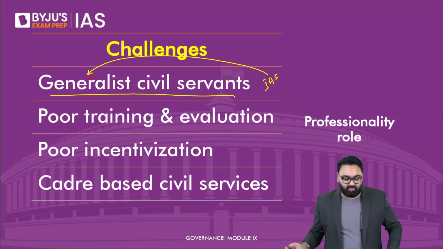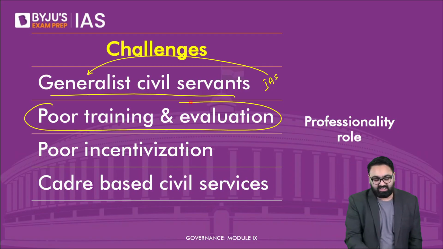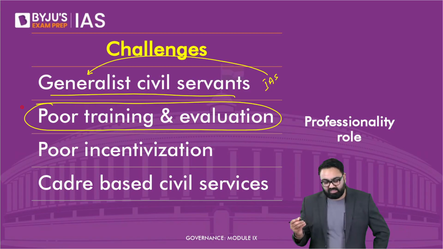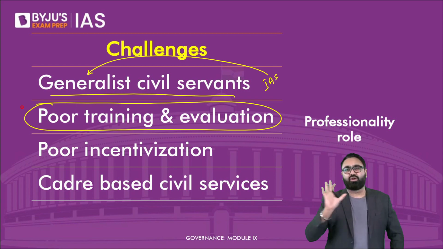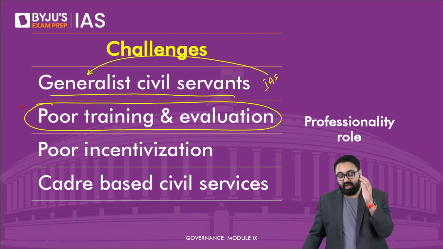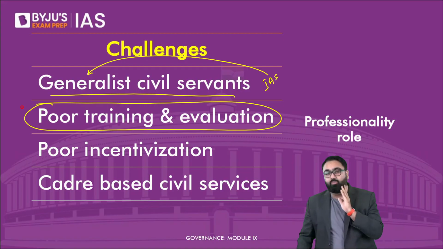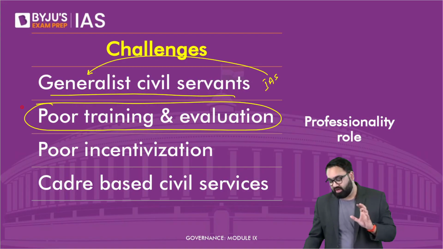Next problem is poor training and evaluation. The government is working on this, and we will discuss this after half an hour or 45 minutes. The idea is when you become a civil servant, initially you get your training, everything is fine. Initially, it helps you. But imagine those, for example, who became civil servants in 2000. 23 years of service have already been done.